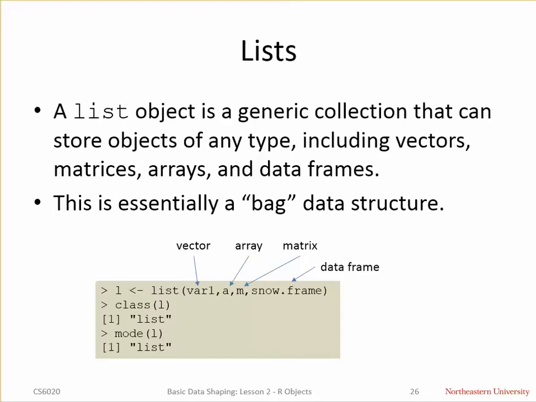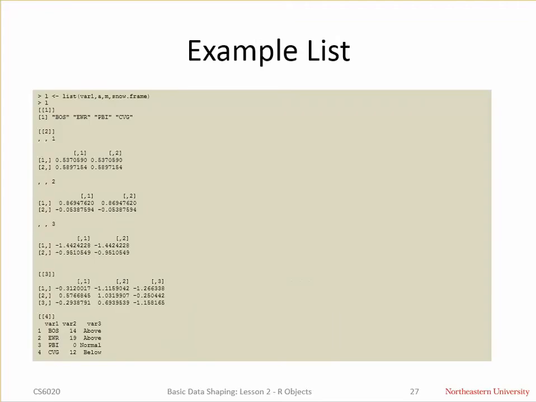So for example, right here, if you have the object L, it's a list of a vector, an array, a matrix, and a data frame. So if I were, for example, to say list sub 2, I would get to the array, and then I can, of course, access the different elements in the array. So here's an example of that. So print it out, you get this.